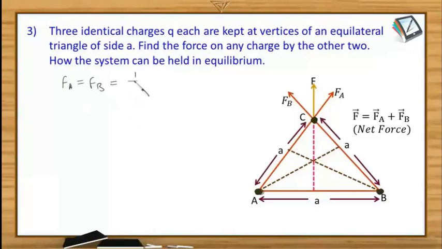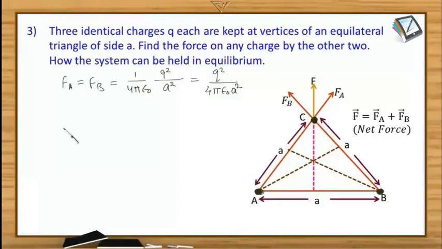What is that magnitude? 1 upon 4 pi epsilon naught into Q1 Q2, which is Q square, divided by the square of the distance, which is A square. So the force between the two pairs is Q square divided by 4 pi epsilon naught A square. So these are the two forces. We have to find the resultant force acting on this particle. When two equal forces act on a body, the resultant is always along the angle bisector, or we can use the parallelogram method to find the resultant, which will be along the bisector.